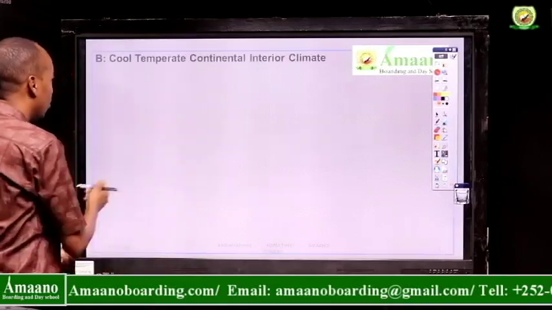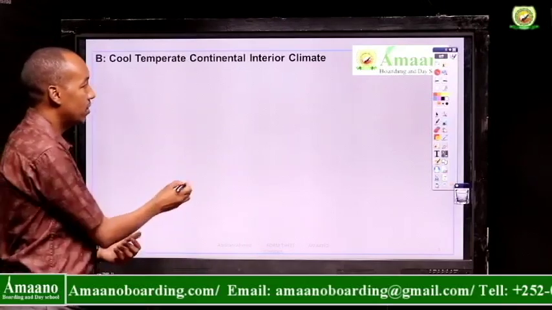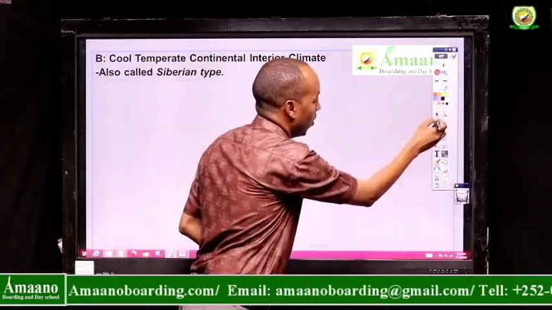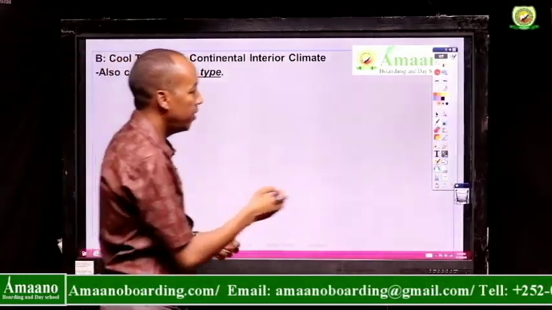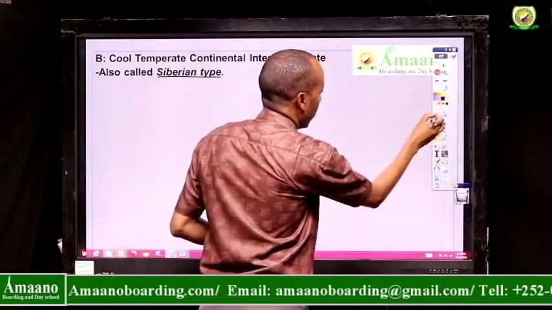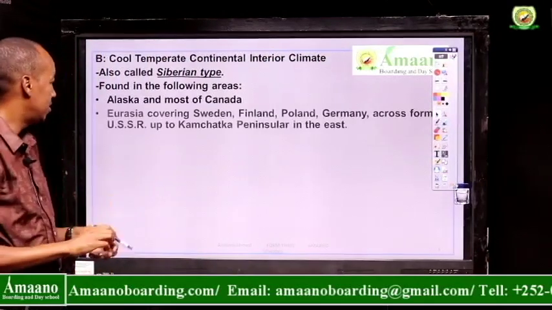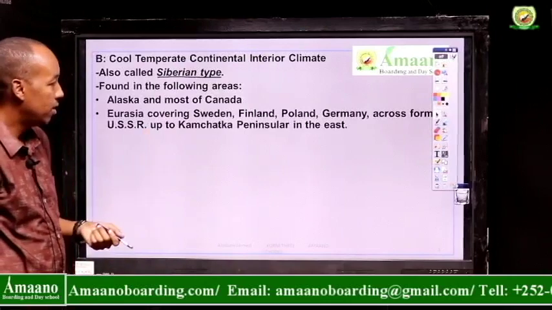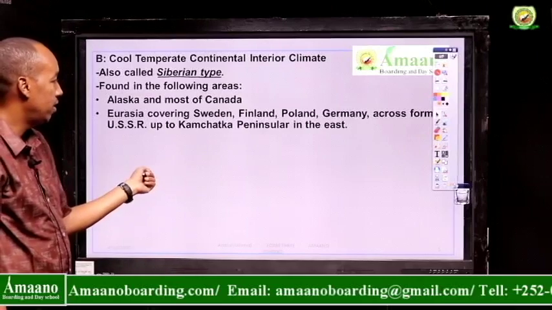It's called cool temperate continental interior climate. This one also has another name. It is called Siberian type. Okay, so the Siberian type, let us see where the different areas it is found. So Alaska and most of Canada. Second, Eurasia covering Sweden, Finland, Poland, Germany, USSR up to Kamchatka Peninsula in the east.